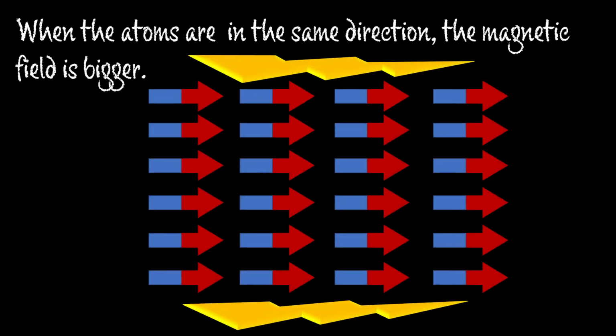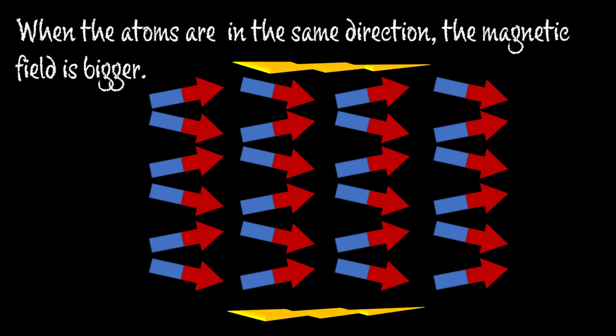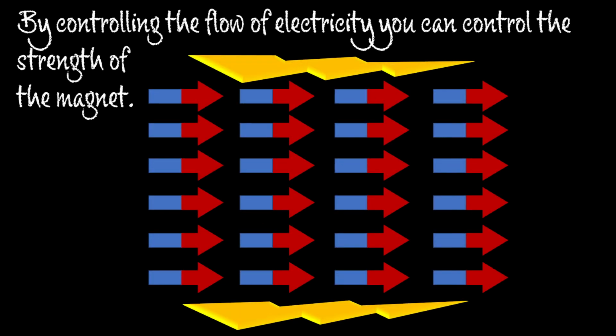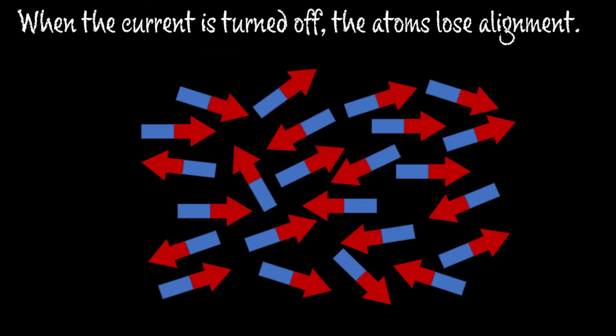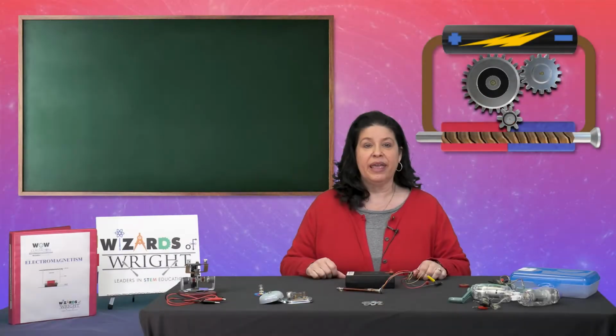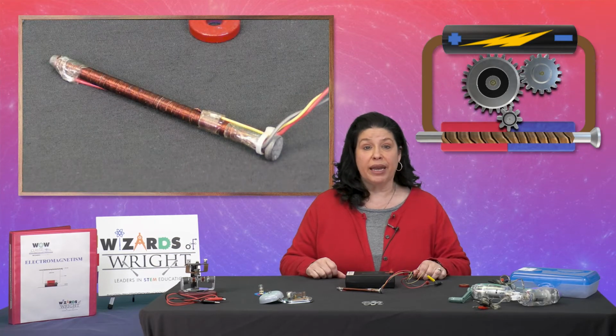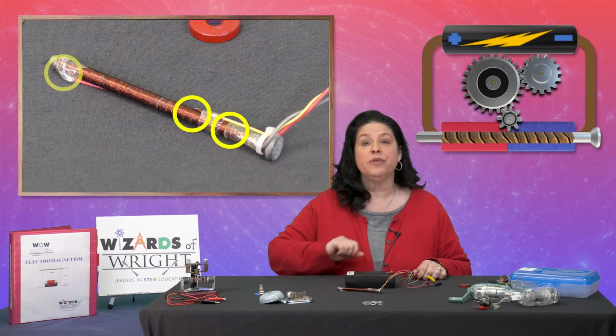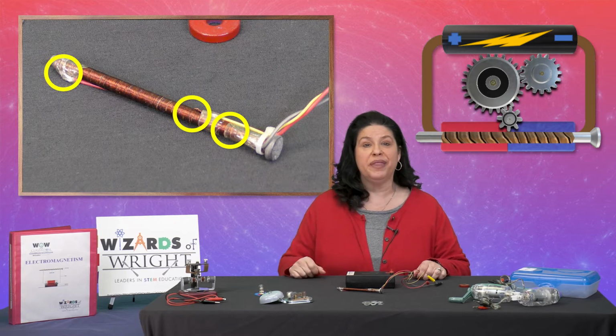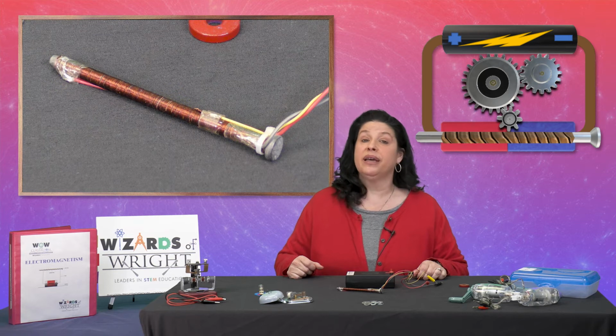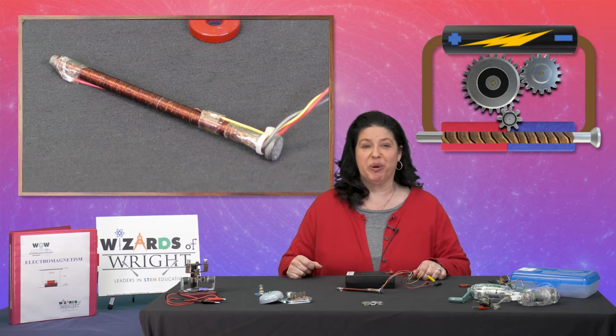The alignment of the atoms increases and decreases with the level of current. Therefore, by controlling the flow of electricity, you can control the strength of the magnet. When the current is turned off, the atoms lose their alignment and go back to sitting randomly. Fairly quickly, it loses its magnetism. In our example, the strength of the magnet is directly related to the number of times the wire coils around the rod. If we wrap the wire tightly, we get a stronger magnetic field because there are more loops for the current to travel through.